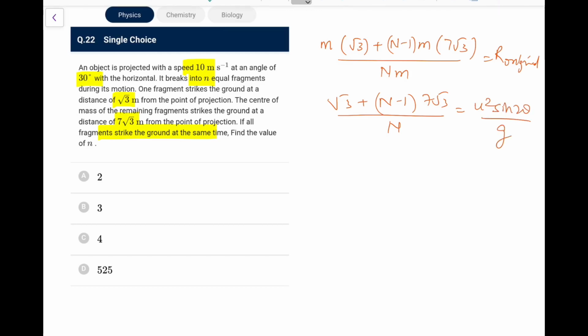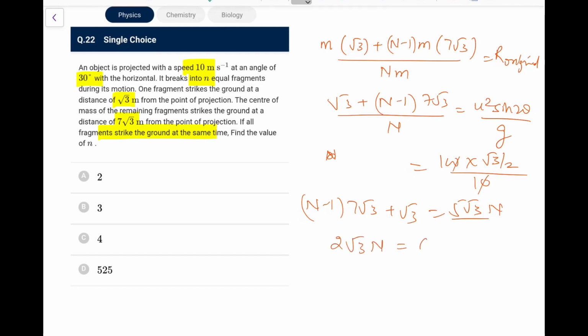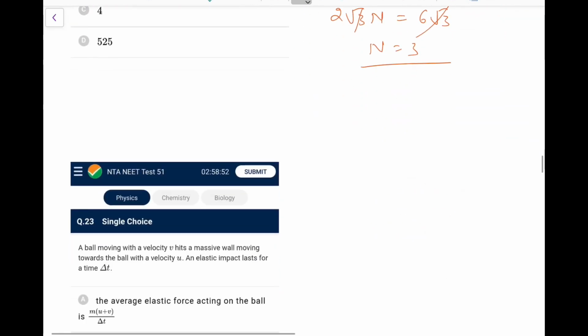So if I do this, I'll keep it like this only. I'll solve this side. This is 100, sine 60 is root 3 by 2, and g is 10, so I can solve it. It is 5 root 3. Okay, so 5 root 3 n is equal to (n minus 1) into 7 root 3 plus root 3. So if I take this n, this is 2 root 3 n, and this would be 6 root 3, root 3 cancels, so n is equal to 3. So again, a calculative one, but not a very tough one for you.